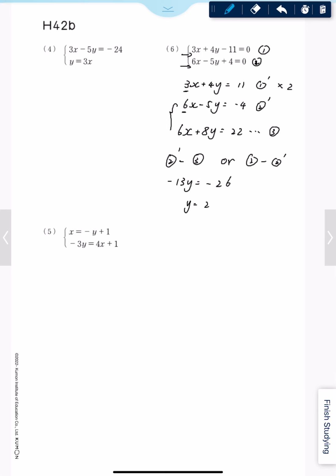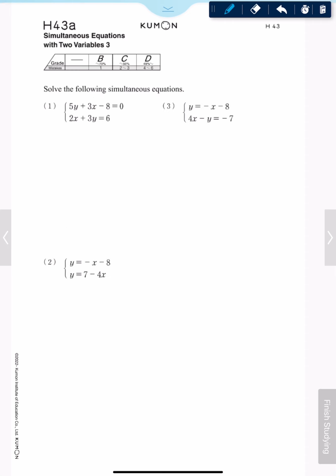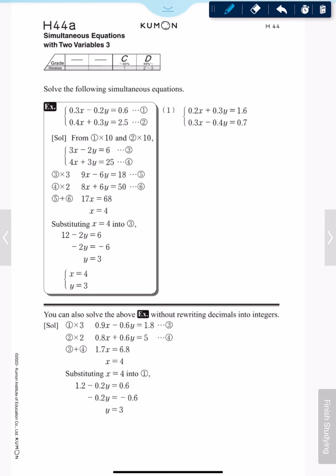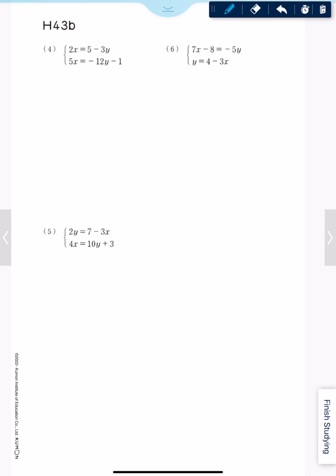If you substitute y equal to 2 back into either one of them, you will get your answer properly as well. I'm a little bit lazy, so I'm going to get you guys to do it, okay? All right, so moving on. Let's see if I have anything that's a little bit more complicated here. Okay, let's try number 6.